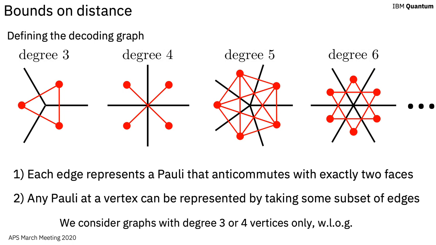It also turns out that any Pauli on the qubits at that vertex can be represented by taking some subset of the edges and multiplying the Paulis that those edges represent together. Because of what we pointed out previously, that you can decompose higher degree vertices into degree 3 or 4 vertices using these cyclically anti-commuting list constructions, we'll only consider graphs with degree 3 or 4 for the following slide.